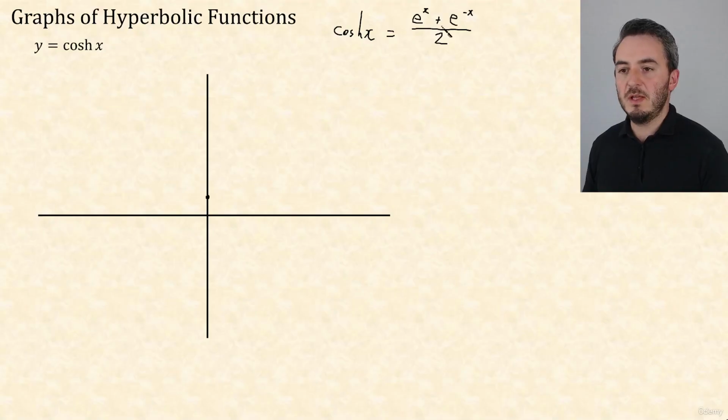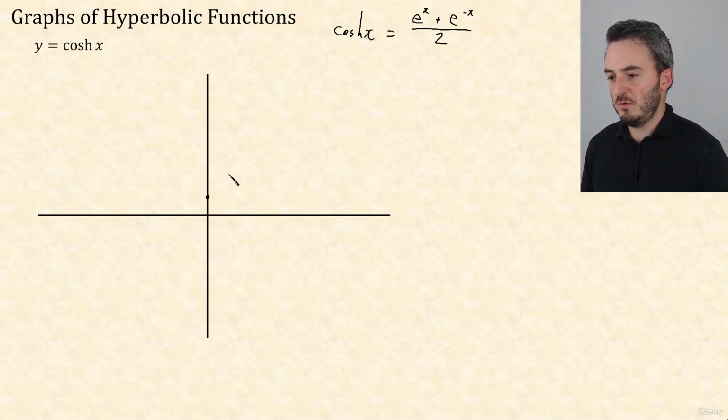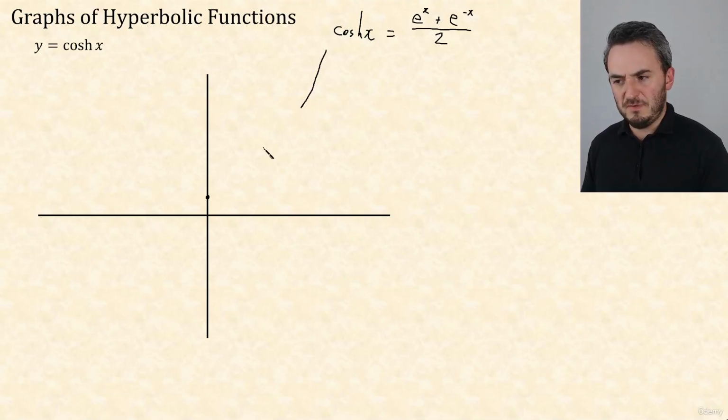Now, if we think about what happens as x gets very large, e to the x grows exponentially, of course, and e to the minus x just disappears down to 0. So effectively, as x gets really, really large, this graph is going to become very similar to just e to the x over 2. So over in this direction, it's just looking like a standard exponential. It's going to look something like this over here. We'll fill in the gaps in a moment.